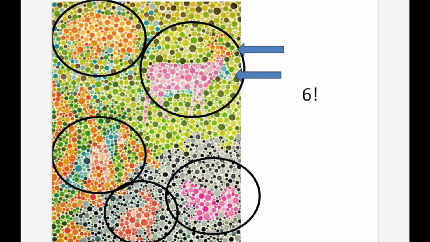So did you get all 6? Sometimes you might miss 1 or 2 that you couldn't quite see. Once you take a look at the circled ones, you should be able to see the difference between the animal and the colors surrounding them.